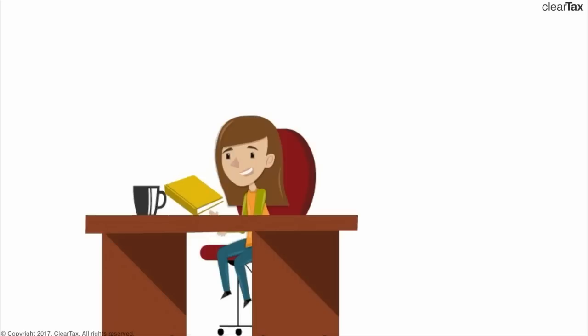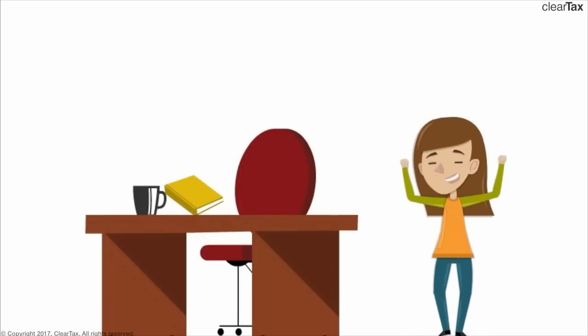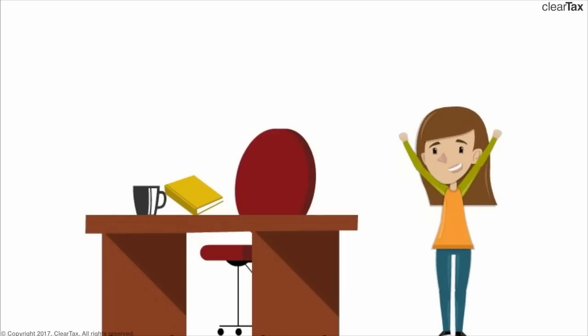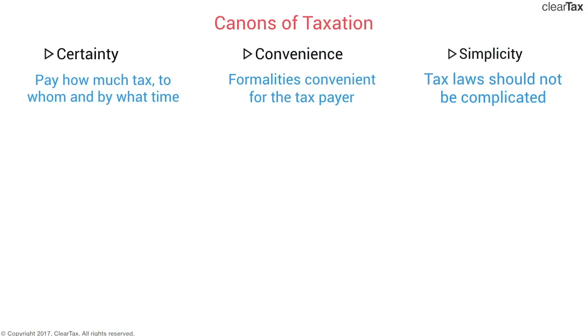An ideal tax structure is where Lucy has to refer to only one book to solve all of her queries relating to all the taxes that she has to comply with. The real tax laws cannot be that simple. Obviously, you just can't refer to one book to get your queries solved. But the canon of simplicity just states that tax law should not be very complicated. And so, certainty, convenience, and simplicity were the three canons related to the ease and comfort of the taxpayer.